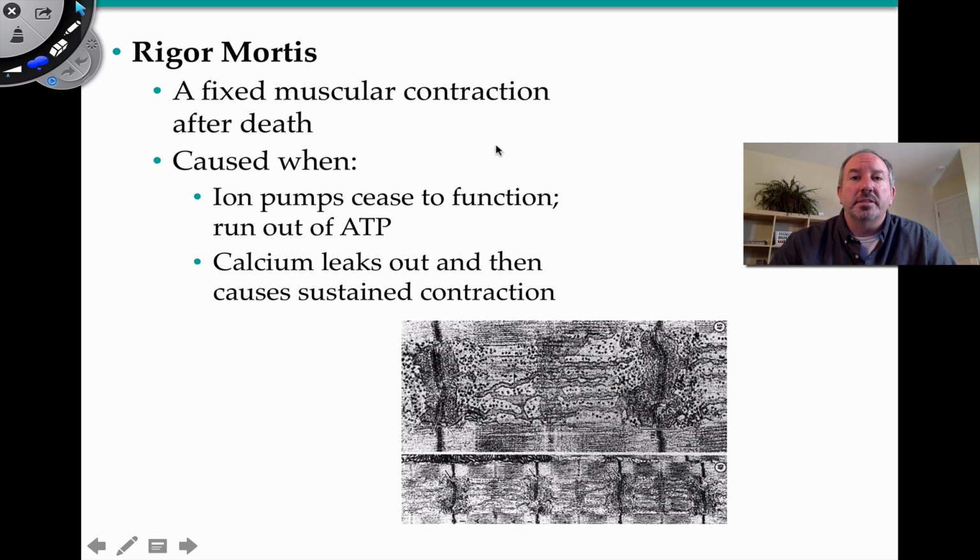But let me discuss this as it relates to what we've been talking about in terms of muscle contraction and relaxation. Ions are pumped in order to cease the function, and when calcium ions are not able to go back into the sarcoplasmic reticulum, they're not able to go back because the cells are running out of ATP because the person has died. Without ATP, calcium will eventually just leak out of the sarcoplasmic reticulum. And that's what this picture is right here. This is actually a transmission electron micrograph of the sarcoplasmic reticulum of a sarcomere.